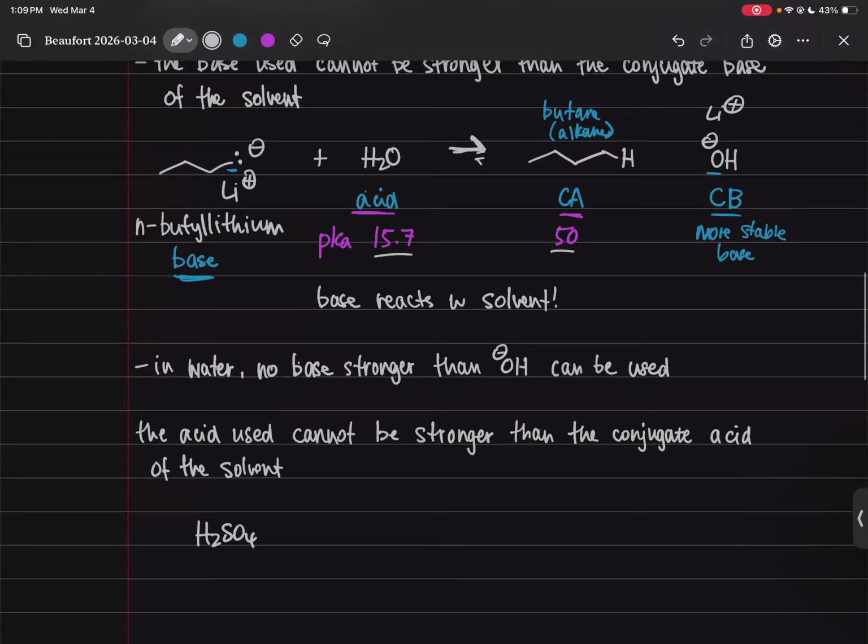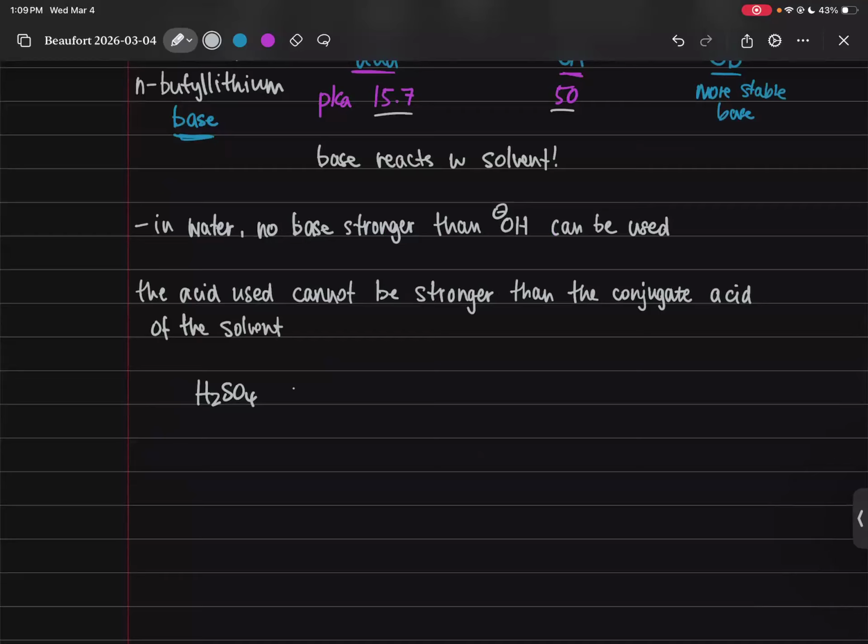In the same way that when we add butyllithium to water, we should at least see if this reaction is reasonable in the forward direction, which it is based on pKa. So let's do the same thing with sulfuric acid in water. Set up an acid-base reaction and see if the forward or reverse reaction is reasonable. Sulfuric acid is going to be our acid. Water will be our base.